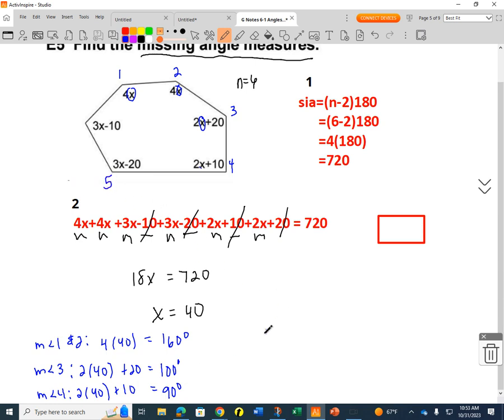I'm going to call that one 5. Same thing. 3 times 40 minus 20. 120 minus 20 is 100 degrees. And the last one, 3 times 40 minus 10 is 110 degrees.